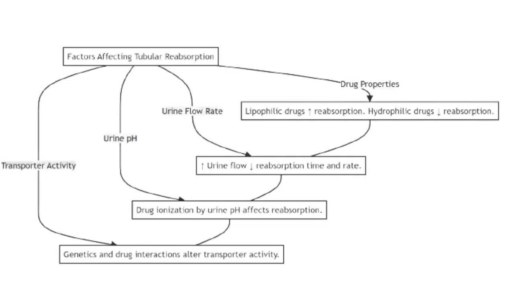Factors affecting tubular reabsorption. Let's take a look at the diagram to understand the factors affecting tubular reabsorption. 1. Drug properties. Lipophilic, fat-loving drugs are reabsorbed more, while hydrophilic, water-loving drugs are reabsorbed less. 2. Urine flow rate. Faster urine flow means less time for reabsorption, reducing the reabsorption rate. 3. Urine pH. The pH of urine affects drug ionization, which in turn affects reabsorption. 4. Transporter activity. Genetics and drug interactions can change how well transport proteins work.